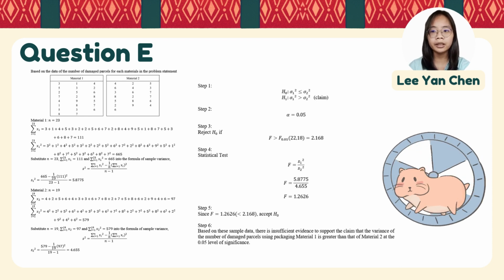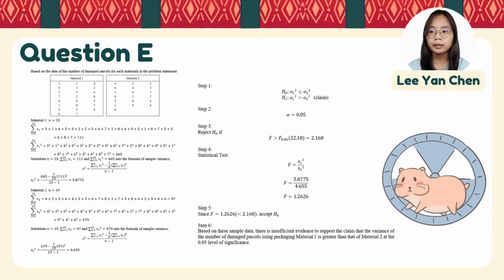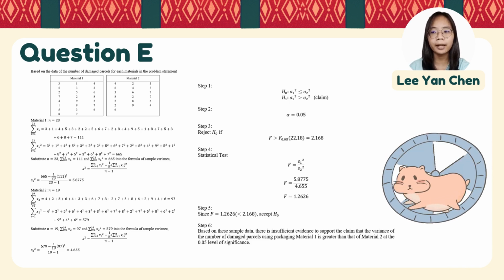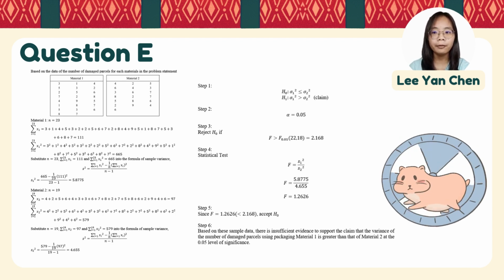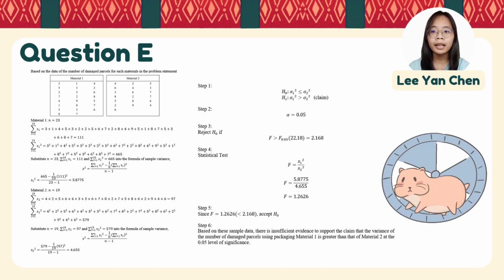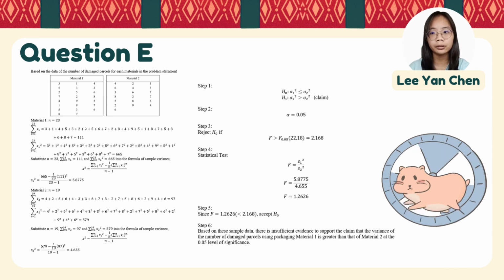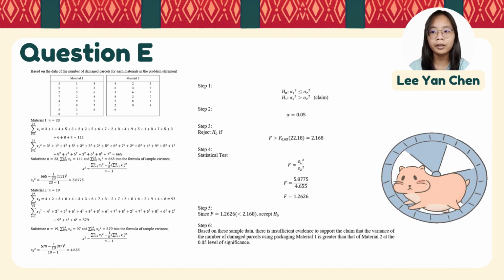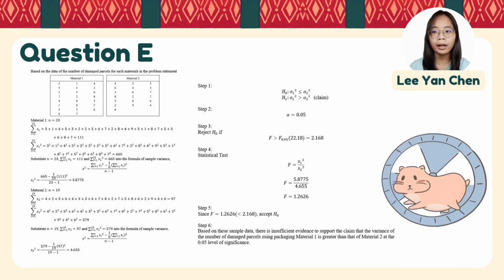Next, we construct the critical region based on alpha. By applying the formula of degrees of freedom V equals n minus 1, we then create an F distribution table by using Excel to find the critical region. Then we compute the test statistic by using the formula F equals variance 1 over variance 2. After that, we reach a decision: reject H0 if the computed test statistic is in the critical region, otherwise do not reject H0. Last, we draw a scientific or engineering conclusion whether the variance of the number of damaged parcels using packaging material 1 is more than using packaging material 2 at the 0.05 level of significance.